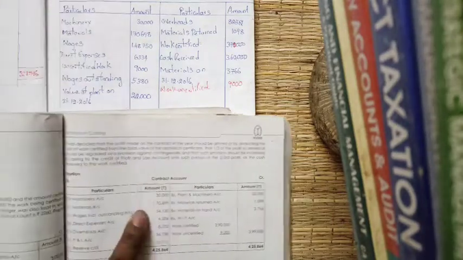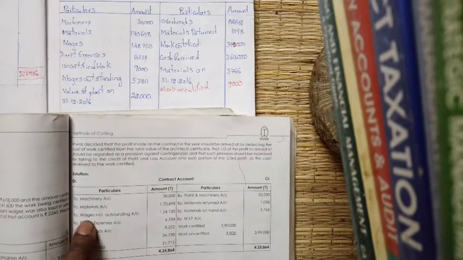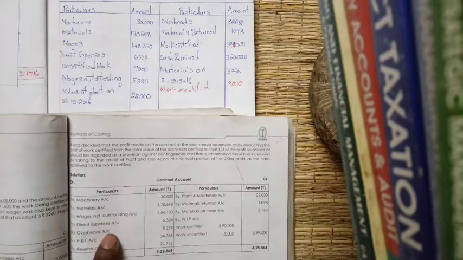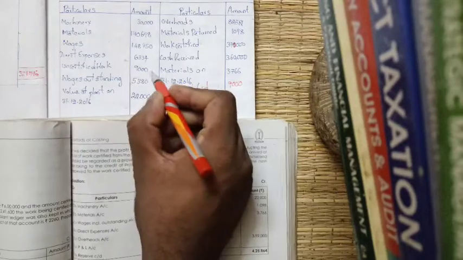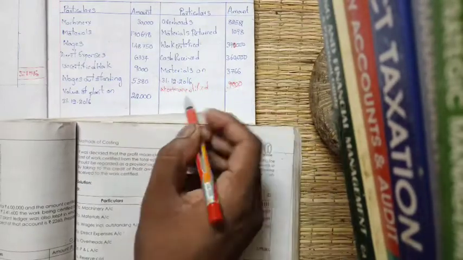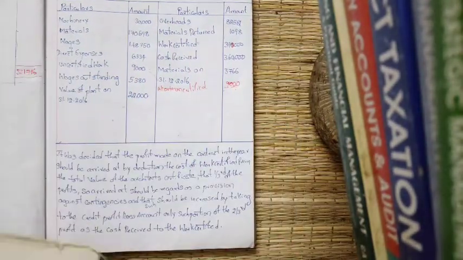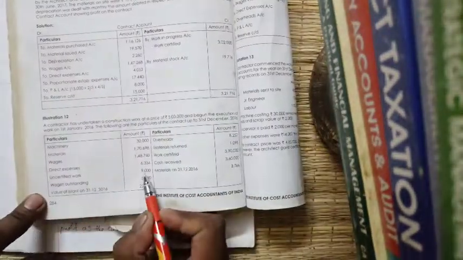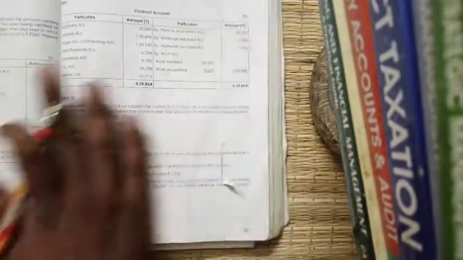So machinery 30,000, materials sale, 1,70,698, wages including outstanding. Here we see work uncertified. Okay, work uncertified, sorry, 3,90,000 is already there. For the sake of your understanding, I will show you here work uncertified 90,000. This is particularly just as it is posted.